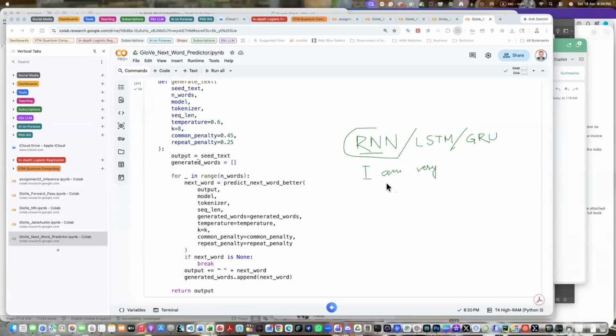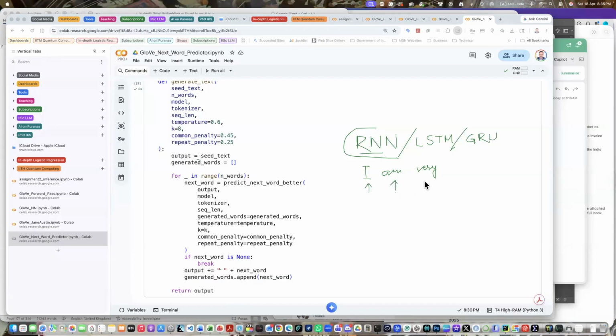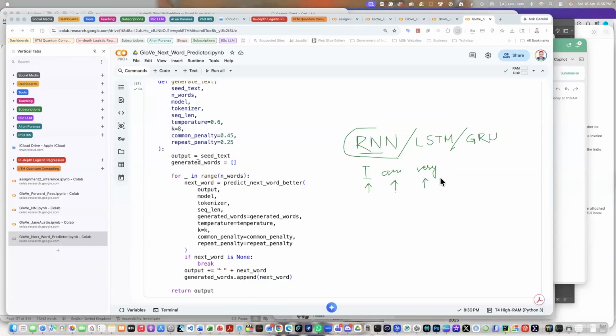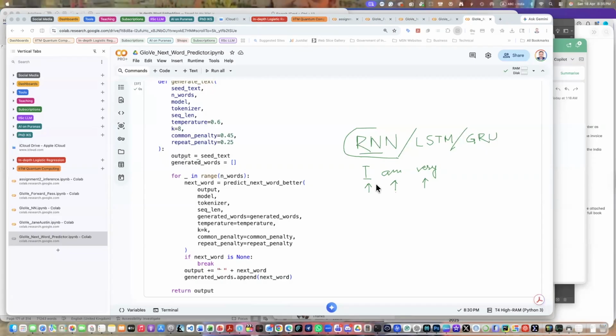But then, if it is able to remember, the first word was I, the next word was am, the third word was very, right? If it is able to remember this, then the moment it remembers, it forms a context. Based on this context, it can try to say that because the previous word and the previous to previous word were like this, I think the next word should be like this.